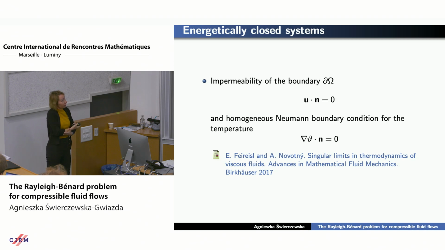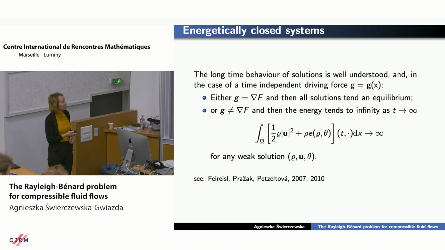Okay, a few words about energetically closed systems. One would have impermeability boundary conditions or no-slip boundary conditions, and what is typical is that there are homogeneous Neumann boundary conditions for the temperature. So we have the information on the flux on the boundary. There is a vast literature again on this topic. As a summary, one can mention the monograph by Feireisl and Novotný, but of course it would be impossible to give the list of people who are working on this.